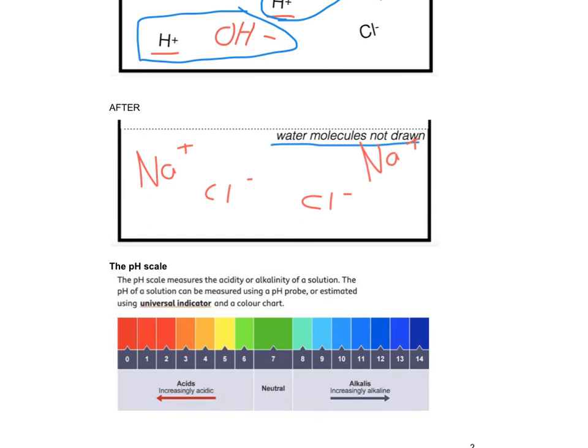So 7 is the neutral pH, and then pHs less than 7 are called acidic solutions. And if you have a pH greater than 7, then that's indicating that you have an alkali solution, which is a large presence of OH minus ions, hydroxide ions. All right, I'm on 10 minutes. I got to call it good. Thank you.